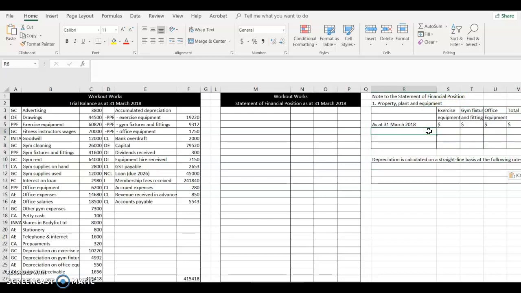So we're going to write in there the historical cost. Cost is probably right as well. The accumulated, which just means added up over years, depreciation, and the cost minus the depreciation is equal to the carrying value. Right, so the cost of the exercise equipment is that one. That'll give you an excellence because we had to add on the amount that you bought for the accounts payable part. Gym fixtures and fittings, 41,600, and office equipment over here, 6,200.